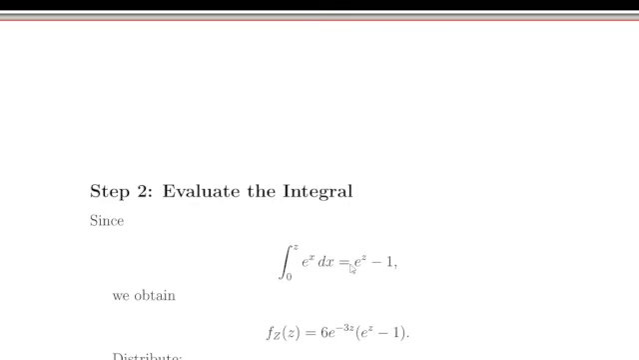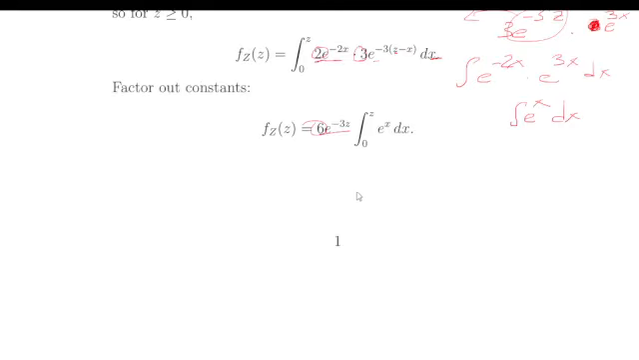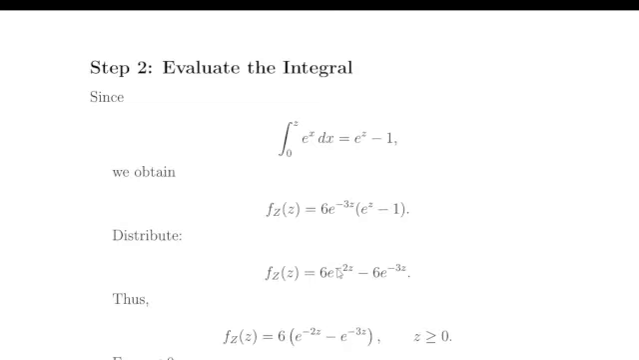Now when I integrate e to the x, that's just e to the x, and then I have to plug in z, and then subtract and plug in 0. So that's e to the z minus e to the 0, which is e to the z minus 1. And then we must multiply the outside, the 6e to negative 3z. And when we distribute, we get 6e to negative 2z minus 6e to negative 3z.